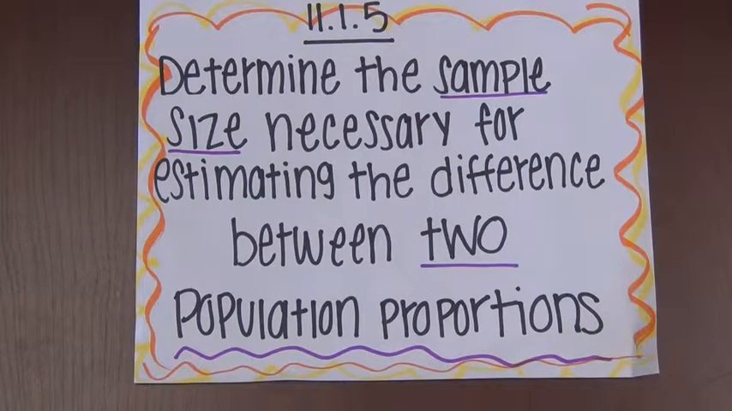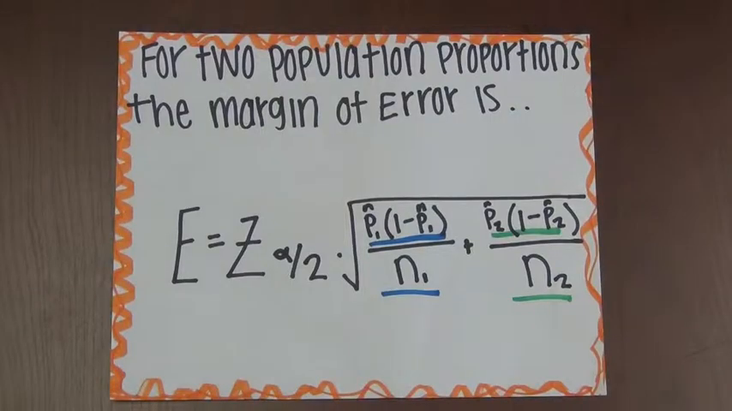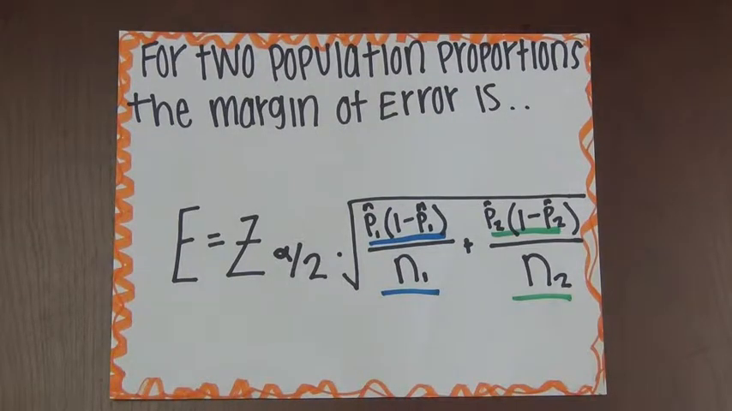Determine sample size when given two populations. So for two population proportions, the margin of error is given in this formula. I highlighted the P1 and N1 section blue to remind me that that's my first population, and I highlighted the P2 and the N2 green because that's my second population.